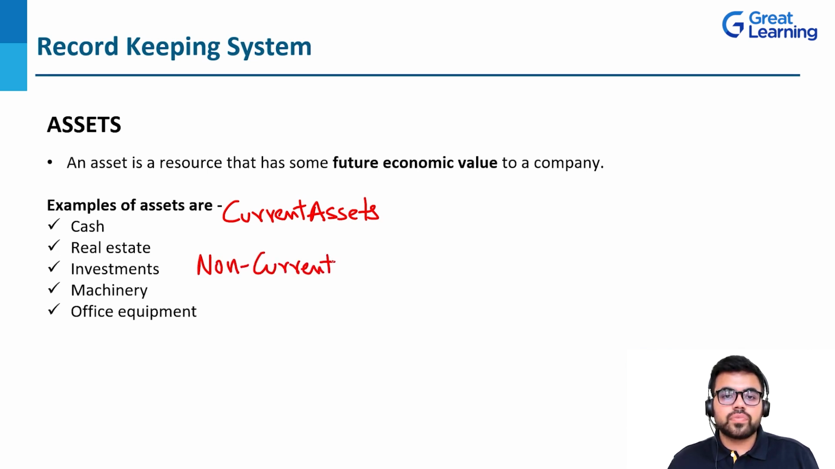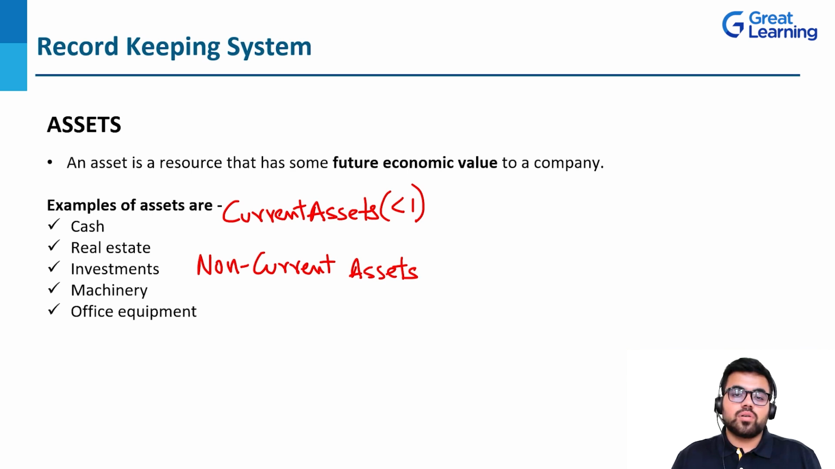Now, current assets would be something that have an economic benefit within a year. So this is short term. So it would be short term investments or short term account receivables, etc. Whereas non-current assets would be something which drive an economic value after a year. So these are long-term investments, or investments in land, investments in equipments, investments in vehicles, etc.